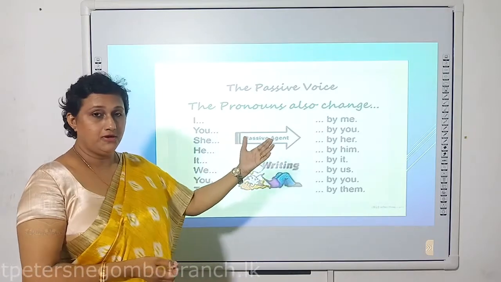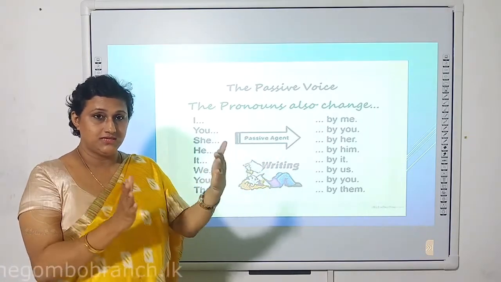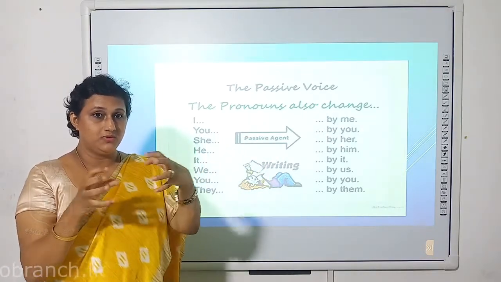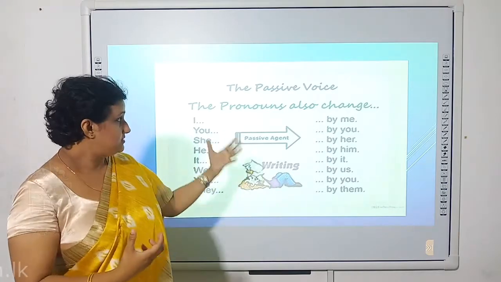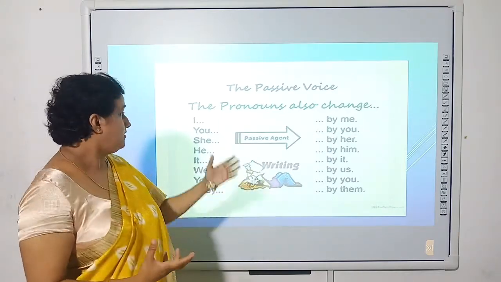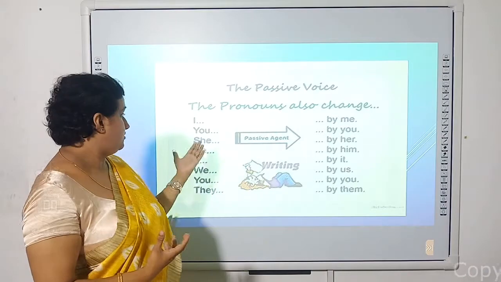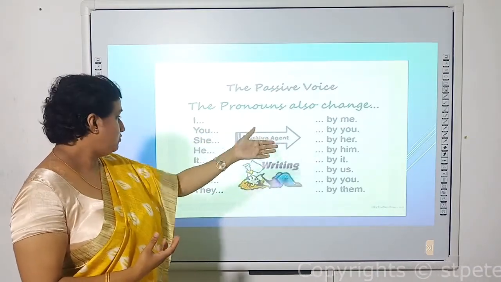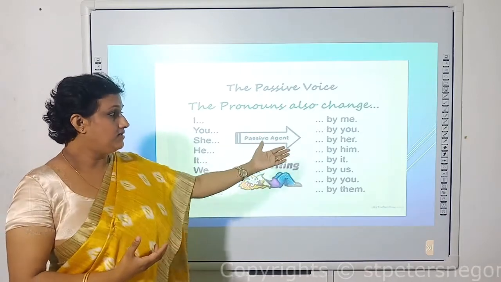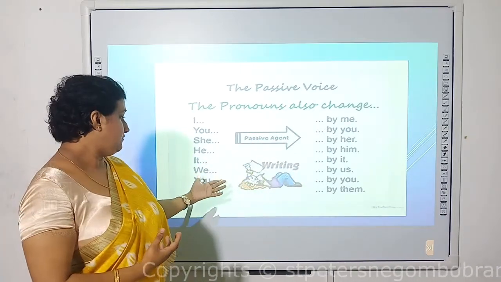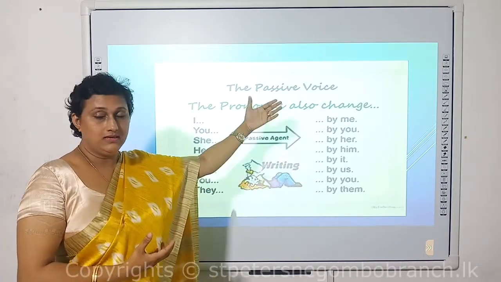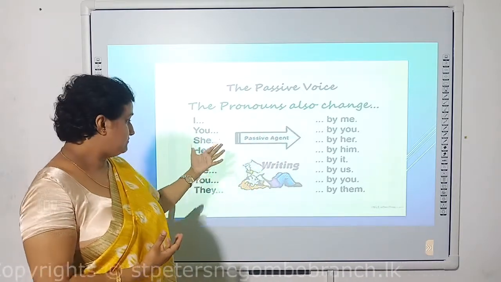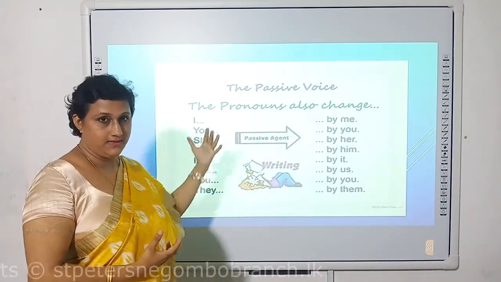So now I told you all, when it comes to these object pronouns and the subject pronouns, there should be some changes. So these are the changes that will occur, right? The pronouns also change: I by me, you by you, he, she, it by him, her, it, and then we, you, they. Likewise, you have to change the subject pronouns into object pronouns, right? This is the structure.